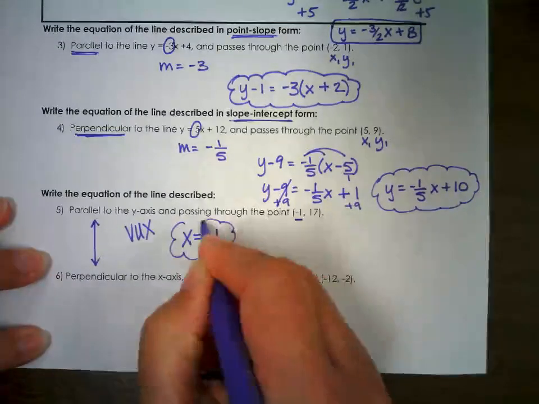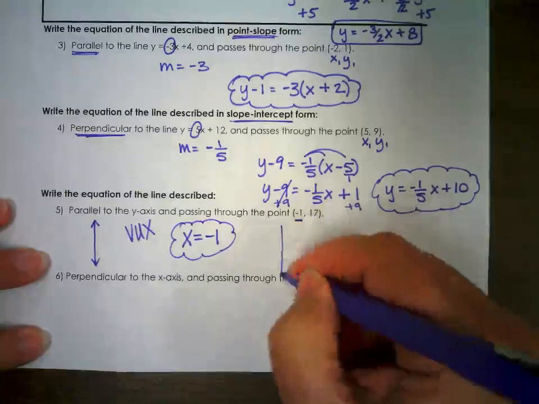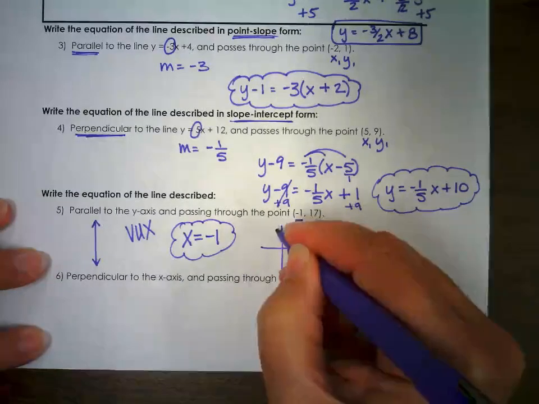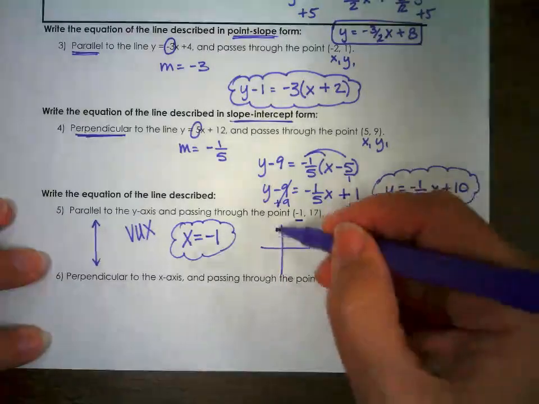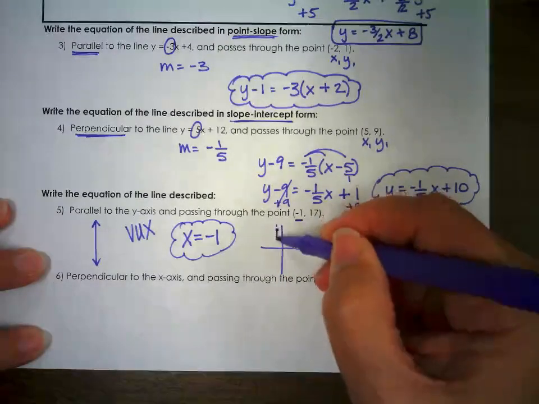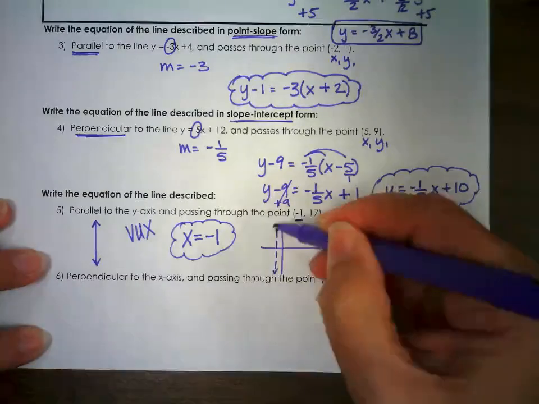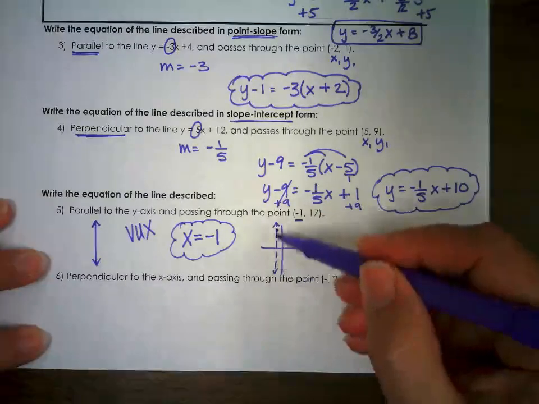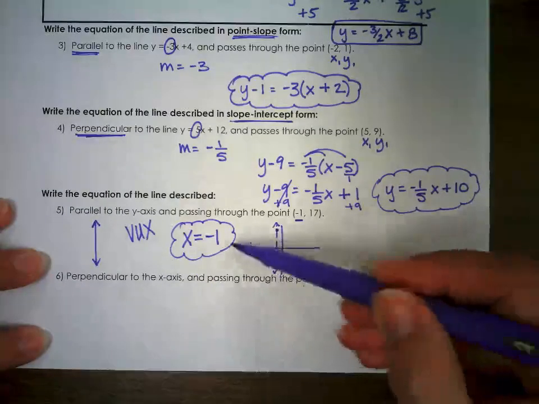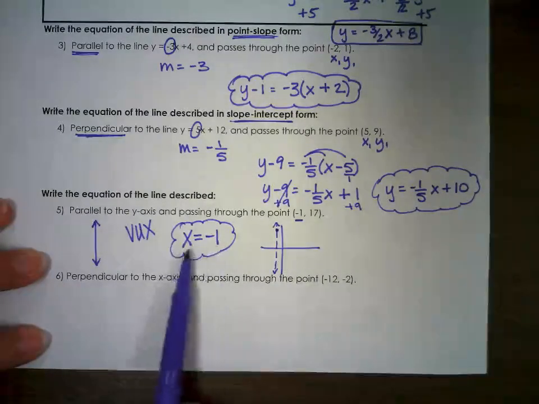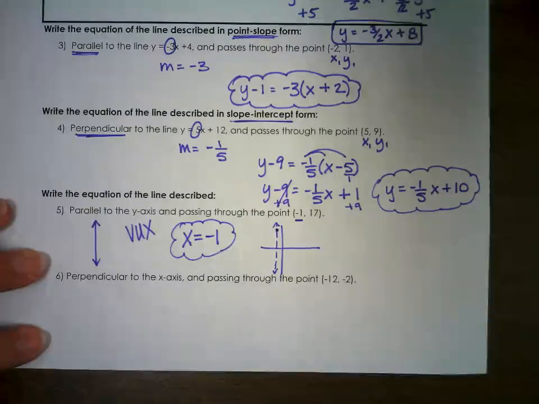And if you don't believe it, get a piece of graph paper and graph it out. If I were to graph this point, negative 1, 17, way up here, and I were to draw a line parallel to the y-axis through that point, think about what that equation is. It would be a vertical line. It would be crossing the x-axis at negative 1. So this is the equation, x equals negative 1.